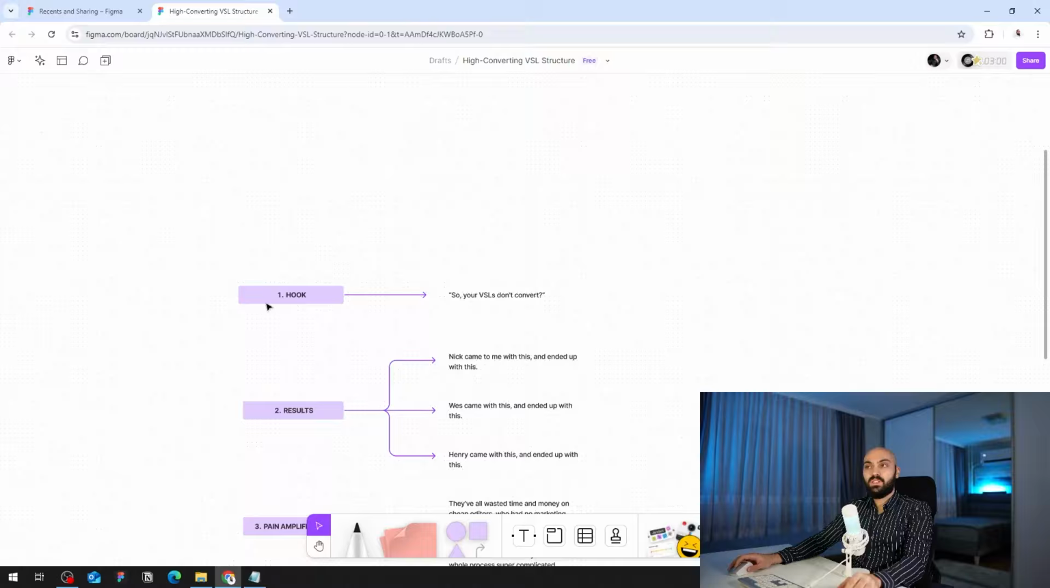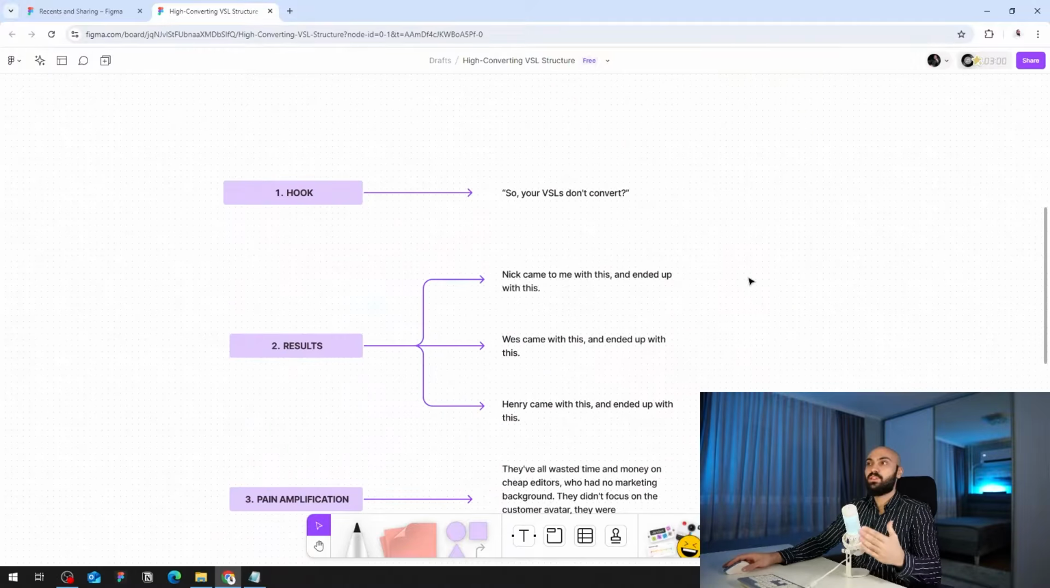Let's start off with number one, which is the hook. The script that I'm going to analyze today is my previous VSL script. My offer is selling VSLs that convert. I sell it to people who have high ticket courses, high ticket programs, or high ticket products that they're selling online. So what is the hook?